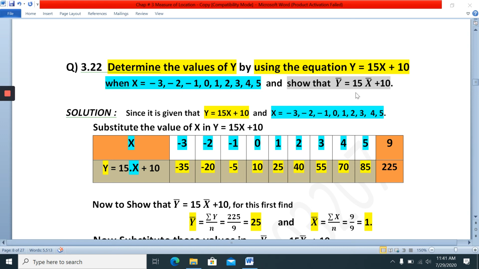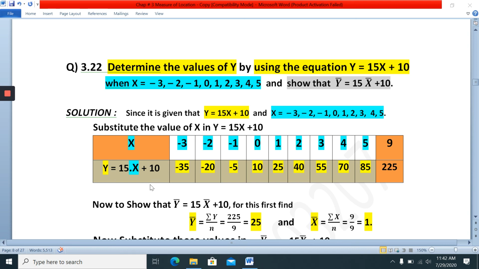Then prove this one. Since it is given that y is equal to 15x plus 10, this relation is given in the question, and x is equal to negative 3, negative 2, negative 1, 0, 1, 2, 3, 4, 5. These are also given in the question. These are the parts of the question. So first find the value of y. Just write these numbers in a table, x is equal to negative 3, negative 2, negative 1, and up to 5. And how to get y? By using this relation which is given in the question.